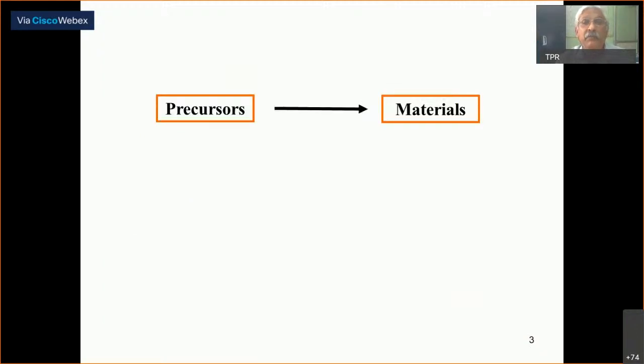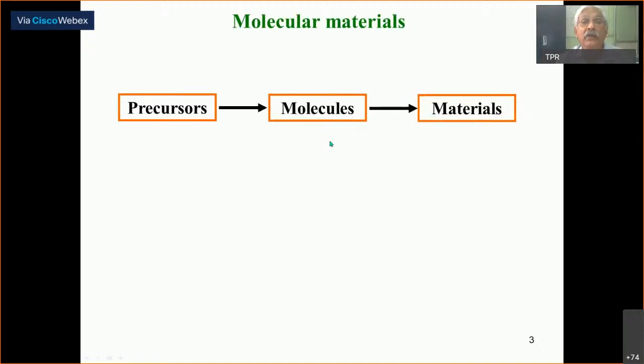And from a chemistry point of view, materials are generated from some precursors using some variety of methods. Some of them are called ceramic routes, soft chemical methods, and so on. But I would like to focus on what are defined as molecular materials. So these are essentially defined by the fact that there is this well-defined intermediate state.